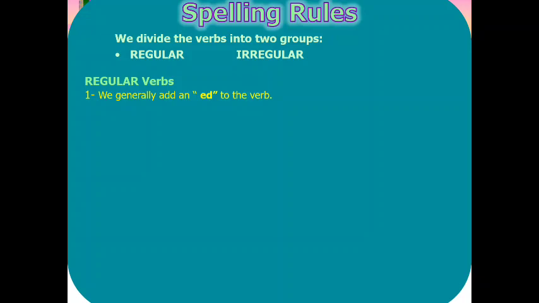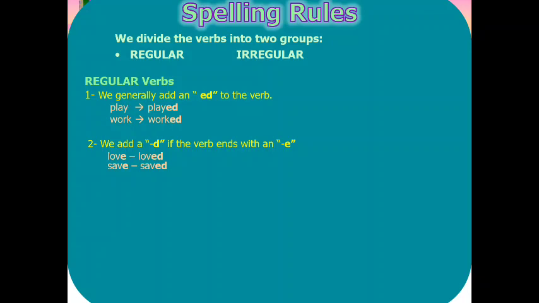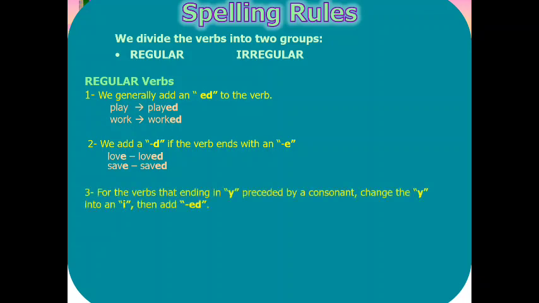The spelling rules. We divide the verbs into two groups, regular and irregular verbs. The regular verbs, we generally add ed to the verb, like play, played, work, worked. We add a d if the verb ends with an e. Love, loved, save, saved. For the verbs that end in y, all you have to do is to drop the y and add ied. Hurry, hurried. But watch out. Play, played. We add ed only for the verb that has a vowel plus y at its end.